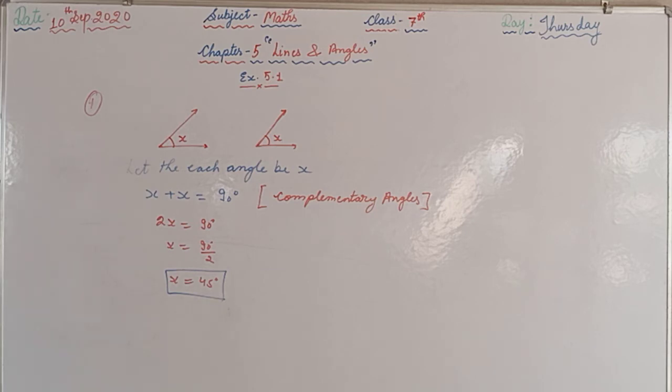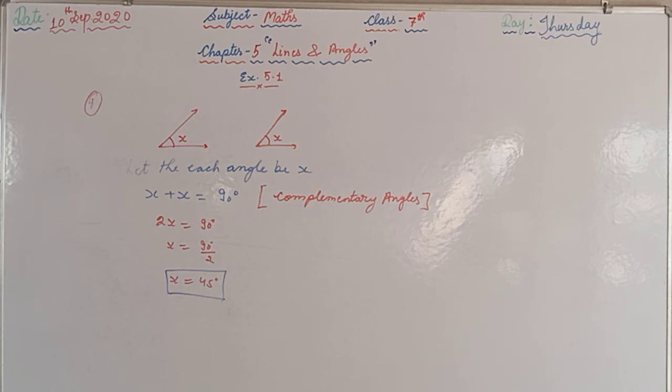Find the angle which is equal to its supplement. Again we have to do the same thing, but we have to put the sum, that is 180 degrees, because the angles given are supplementary, and afterwards we can find out the value of x is 90. So that you are supposed to do by yourself.